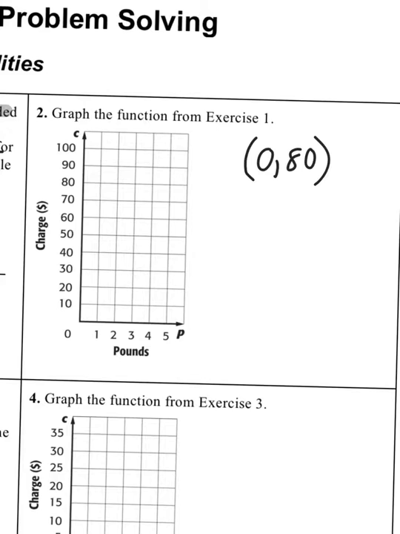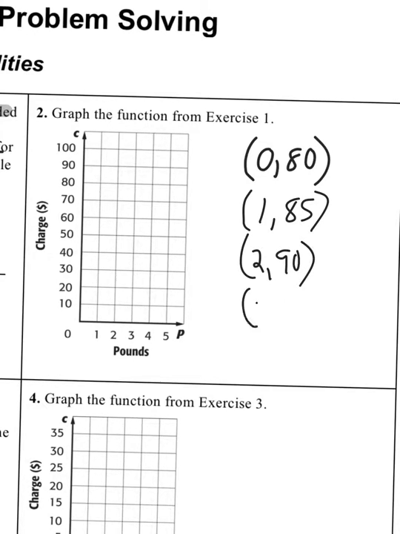Okay, let's see what you got. So I'm going to write the ordered pairs because I like to do that. So remember, if you catch 1 pound of fish, it's $85. 2 pounds, it's $90. And 3 pounds, it's $95.